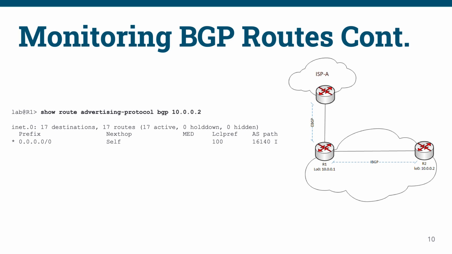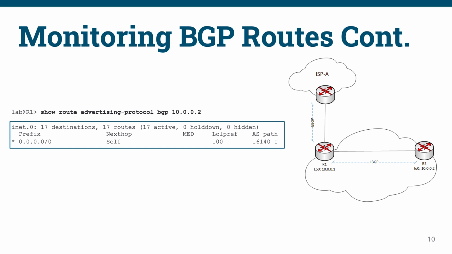The converse to the receive protocol command is the show route advertising protocol command. Using this, we can review the routes which are being advertised to a particular BGP peer. This output will include routes advertised due to some export policy as well. We see from R1 that we're advertising the default route to R2.